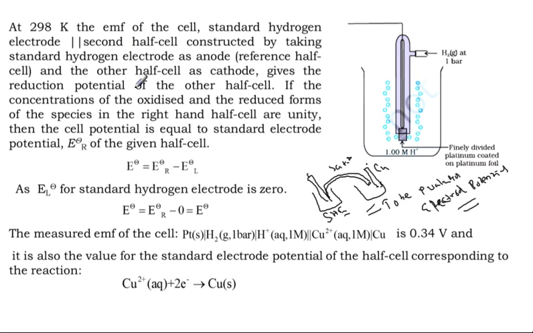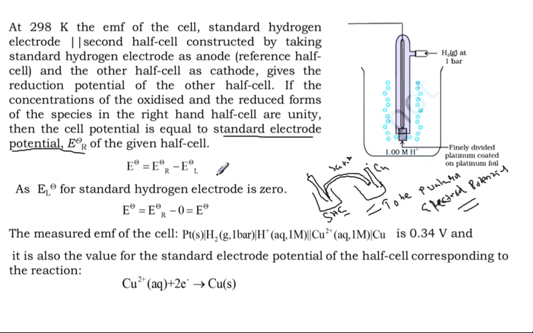It gives the reduction potential of the other half cell. If the concentrations of the oxidized and reduced forms of the species on the right-hand side are unity, then the cell potential is known as the standard potential. So on the right side also, if we maintain the concentration at unity, the right side electrode potential is known as the standard electrode potential of the given half cell.